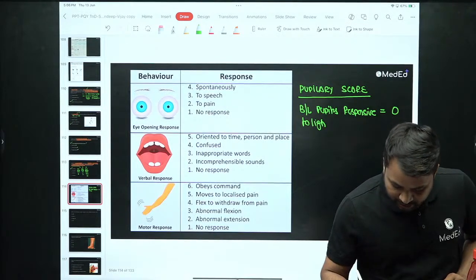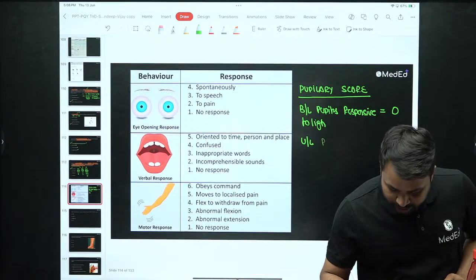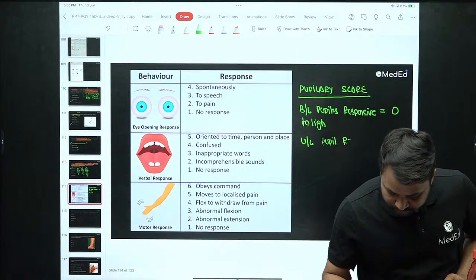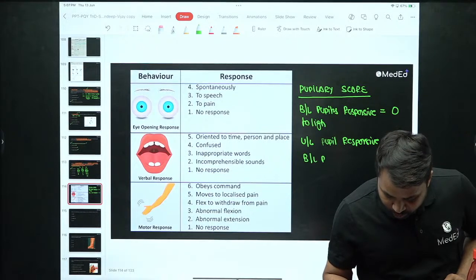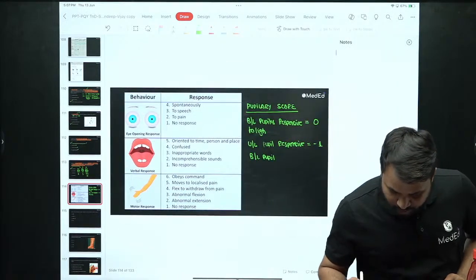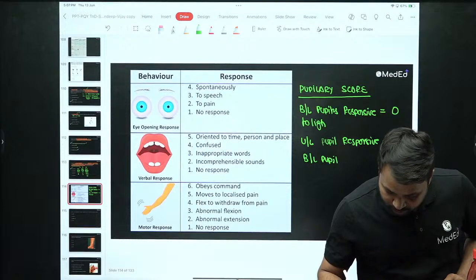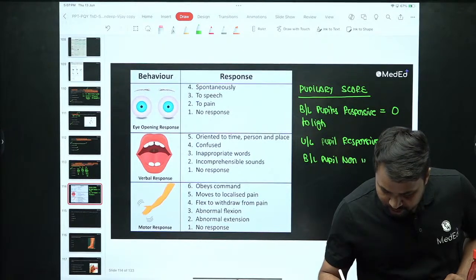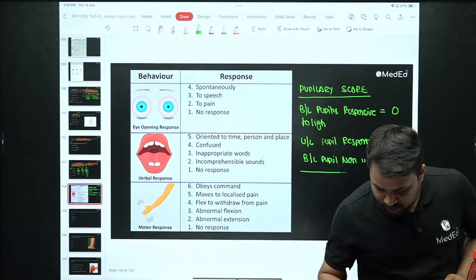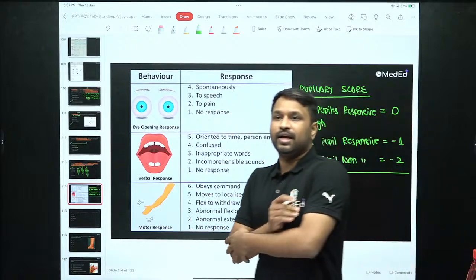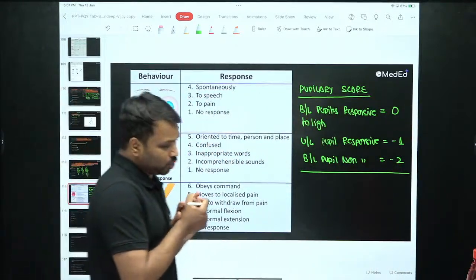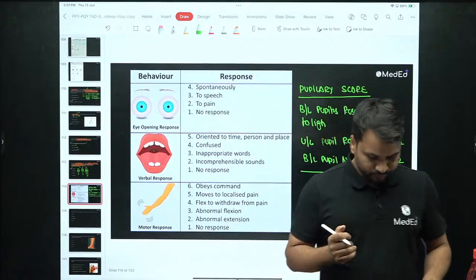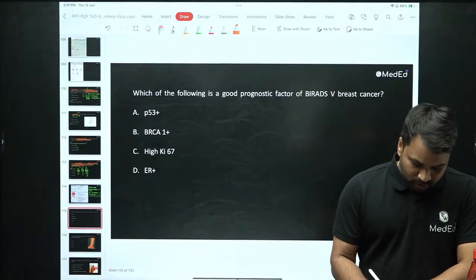If only one pupil is responsive, unilateral pupil responsive, a score of -1. If bilateral pupils are non-responsive, a score of -2 is given. Even after adding a pupillary scoring system, the GCS maximum will remain 15/15 only. All right, so let's go to the next one.